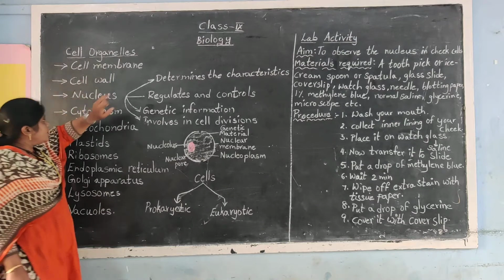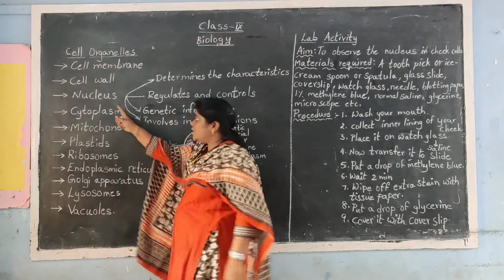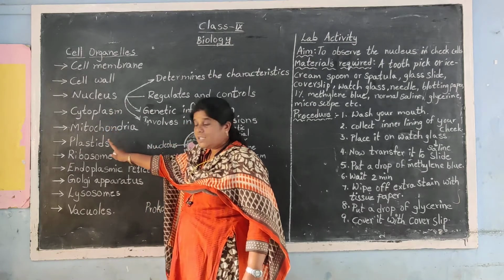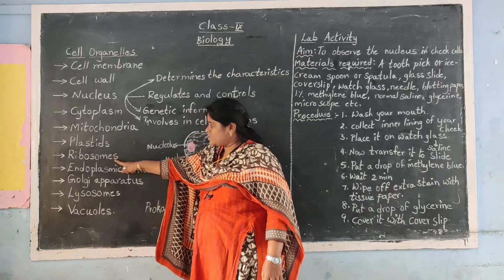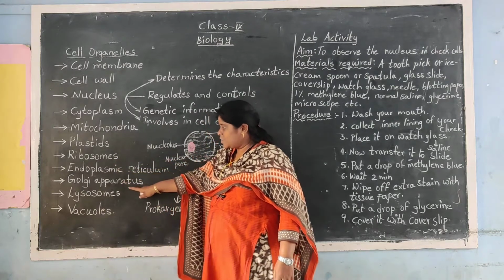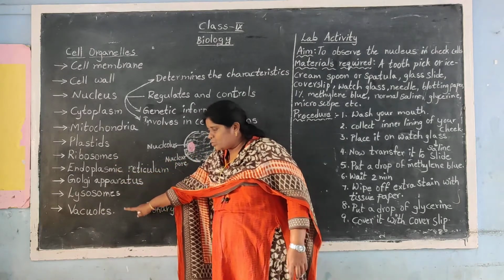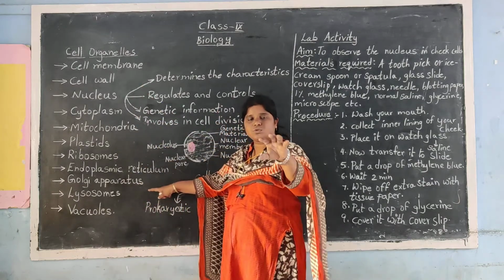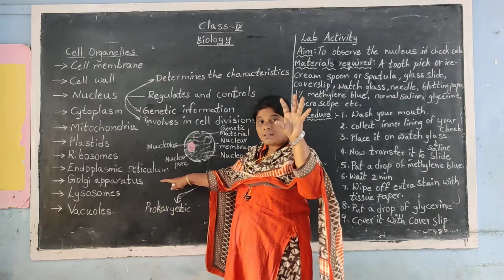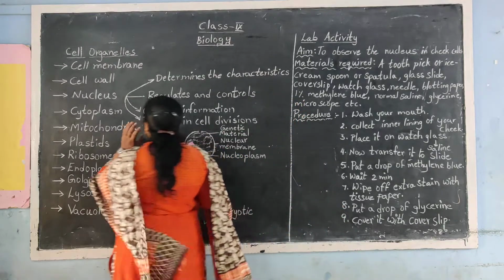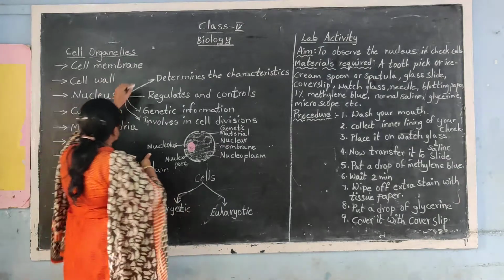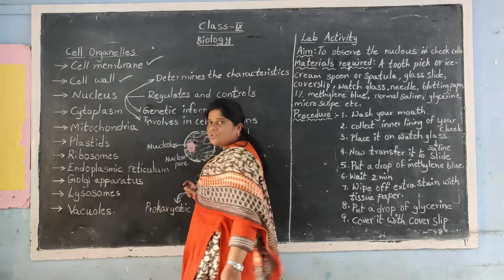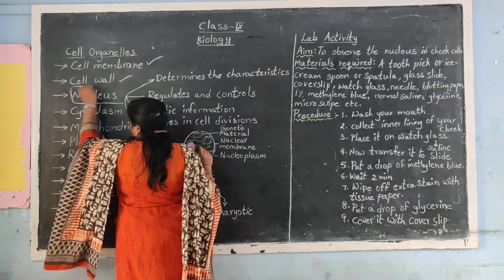So the first one is cell membrane, second is cell wall, third is nucleus, fourth is cytoplasm, fifth is mitochondria, sixth is plastids, next are ribosome, endoplasmic reticulum, Golgi apparatus, lysosome, and vacuole. These are the important cell organelles and each one has its own crucial role in the functioning of the cell. Now listen here, we have already finished cell membrane. We have covered even cell wall in the previous videos and now we are working with nucleus.